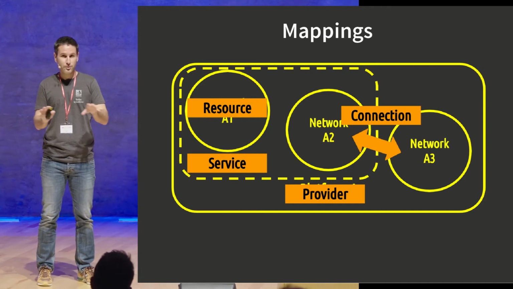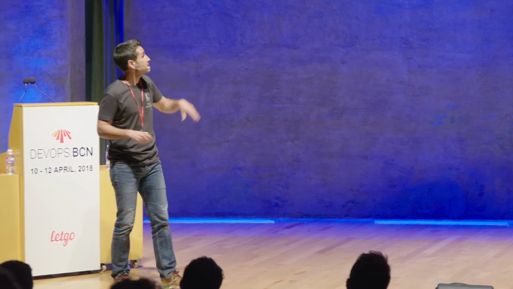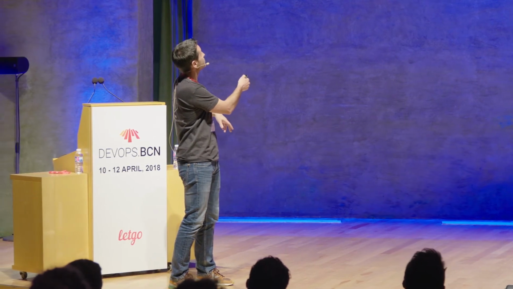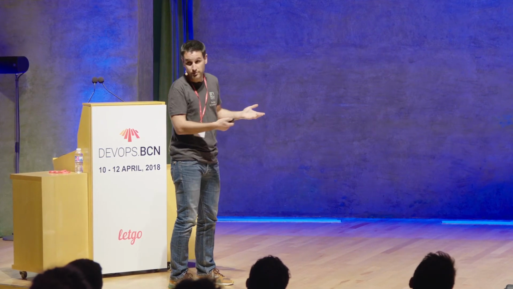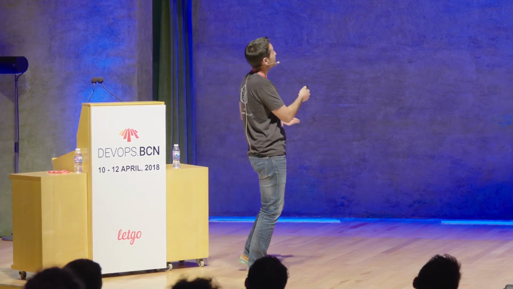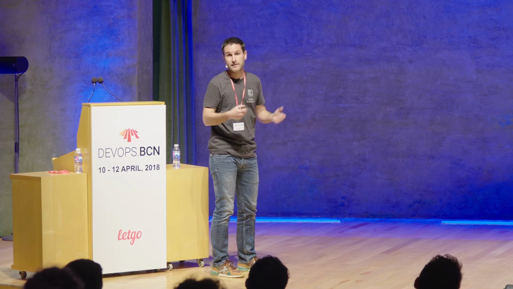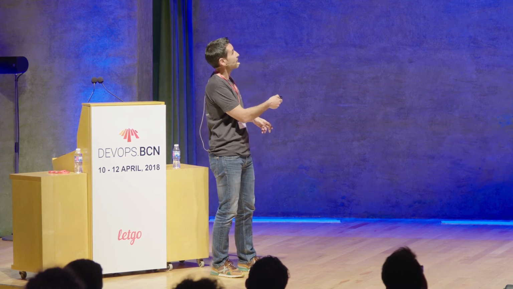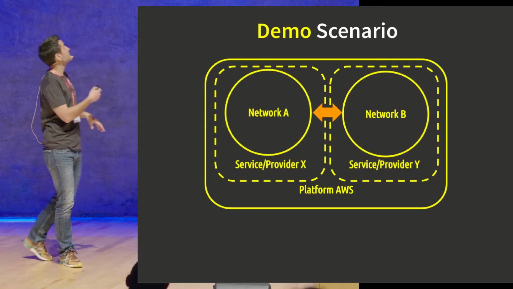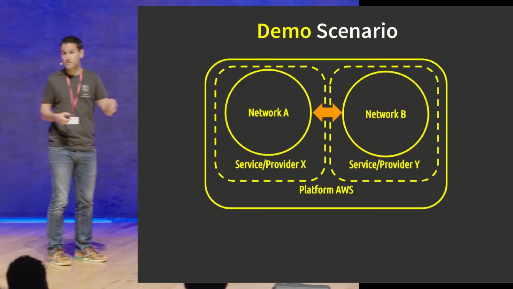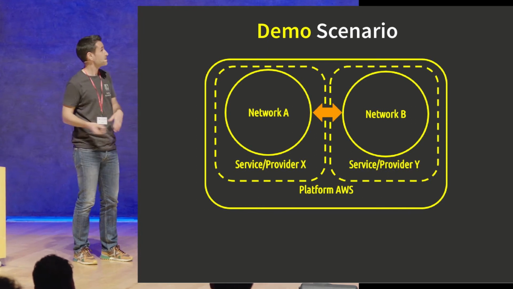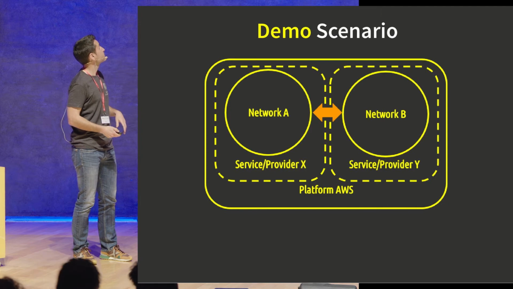But just to give you some context about how it works, these are the mappings that we are doing. These are the naming conventions that we have in the service. Basically, a network is a resource. A connection is a connection. There's nothing else here. A service is just a bunch of different networks that can be together. And finally, you have a provider. A provider is the different platform where you are running the networks. The scenario that we are going to show is just a network to network. Translated to AWS terminology, it is a VPC to VPC in the AWS platform. So let's go for this video.